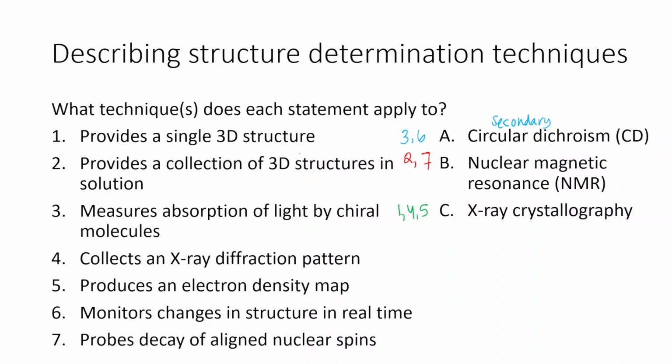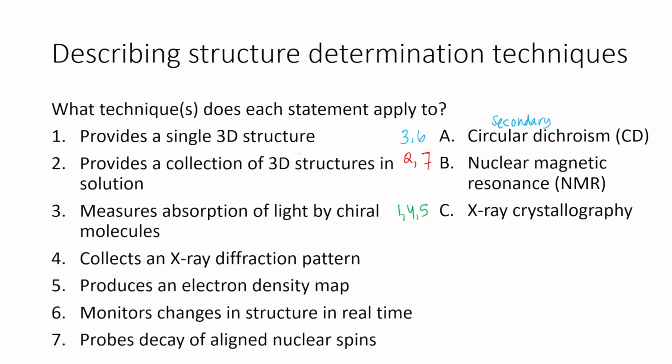And that goes along with number 5, which is we're producing an electron density map. The X-rays are diffracting. They're showing us where there's more electron density, where there's less electron density. Depending on the resolution, you can see really clearly where bonds are, and you can get a very detailed structure if you get really good quality X-ray crystallography.